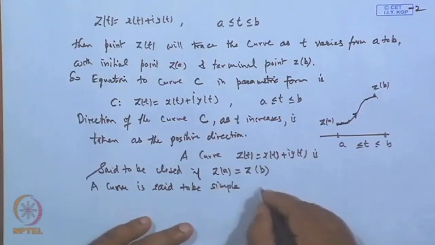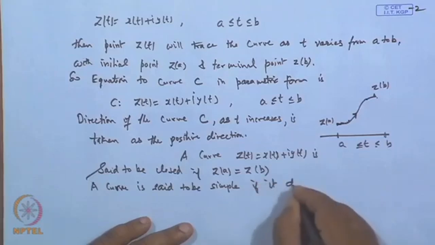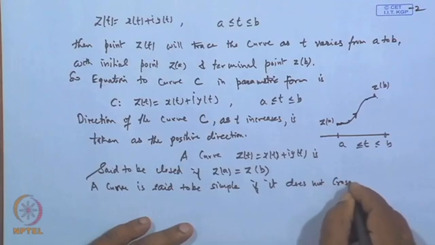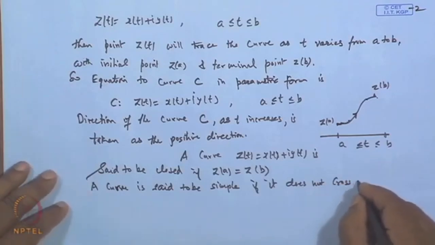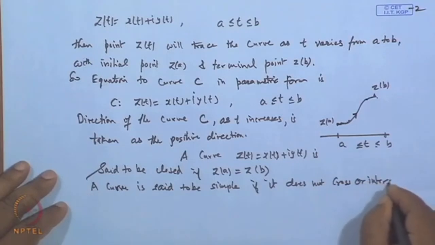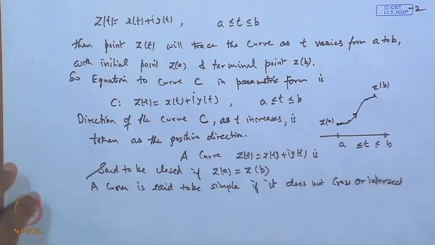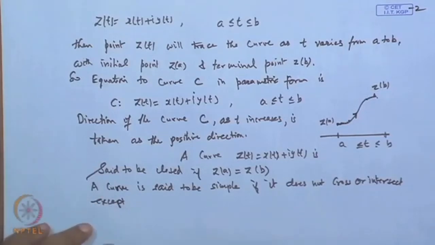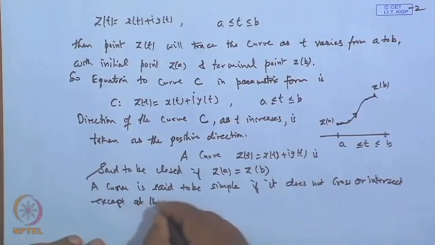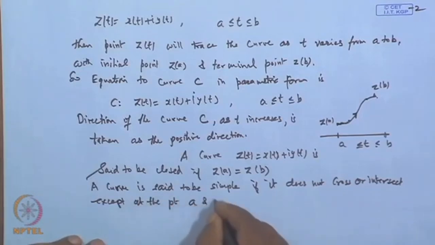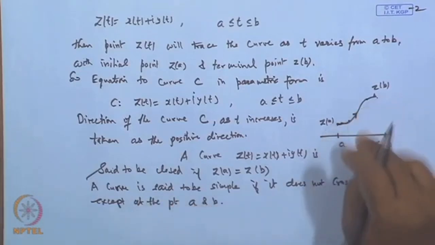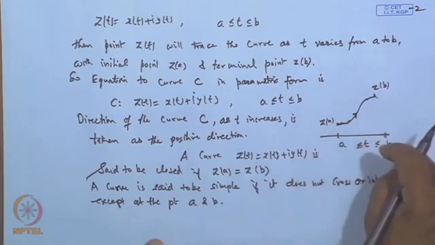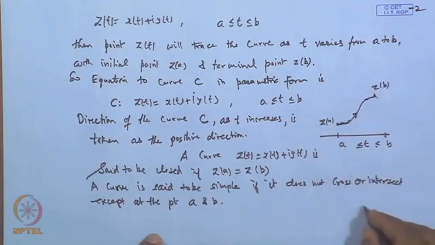And a curve is said to be simple if it does not cross or intersect itself except at the points a and b. It means, in between a and b, as t changes from a to b, the curve should not cross itself. It should not go like this for t lying between a and b.